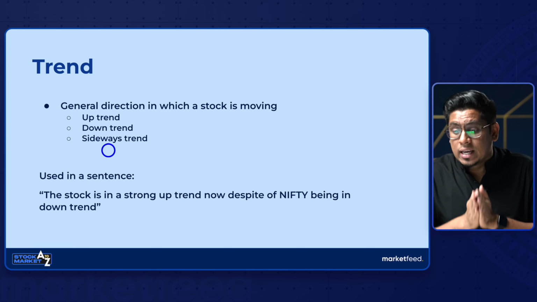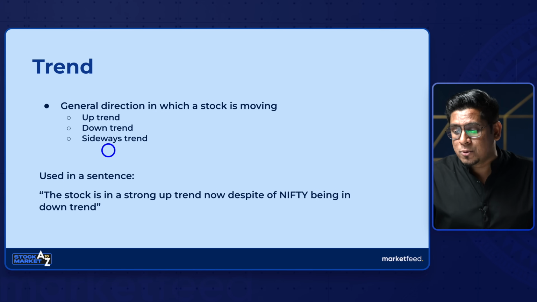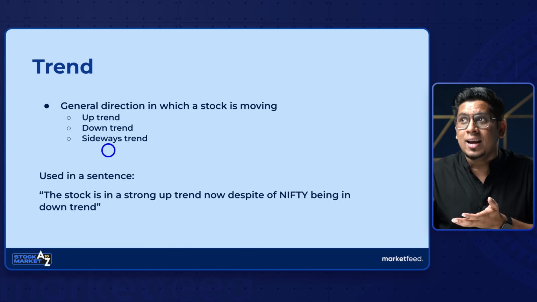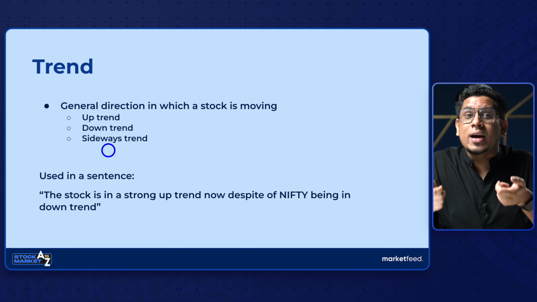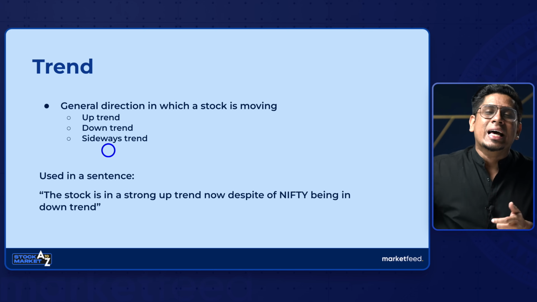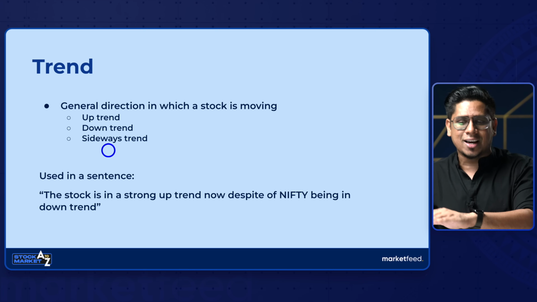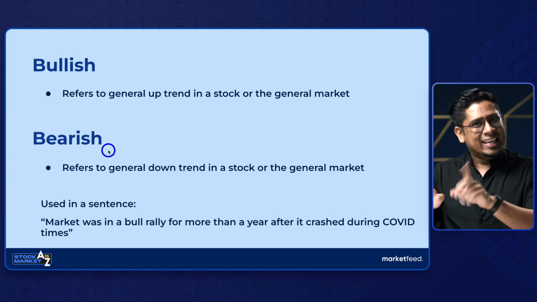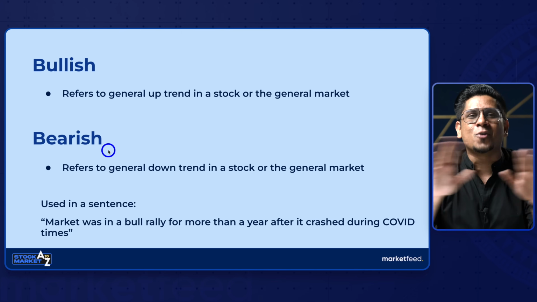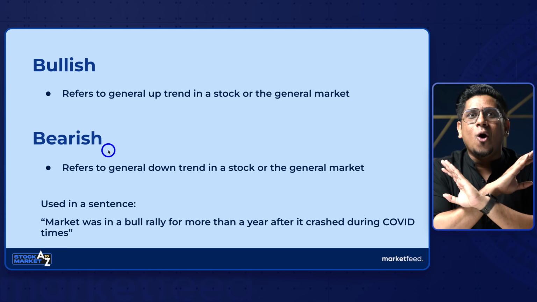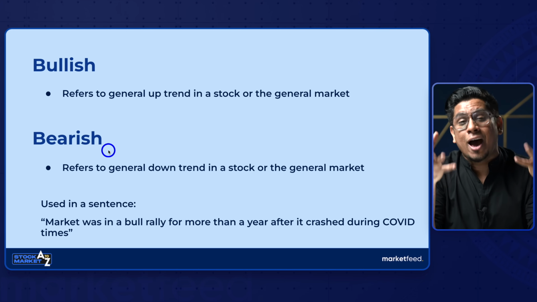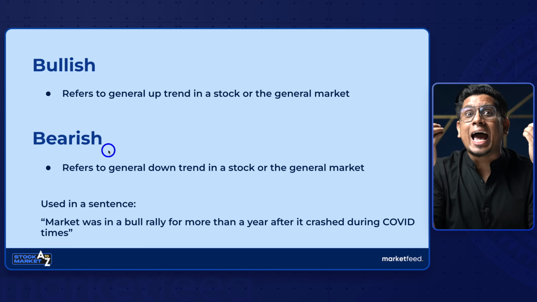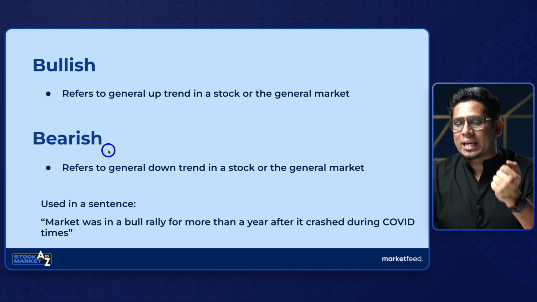Used in a sentence: the stock is in a strong uptrend now despite Nifty being in a downtrend. Here, Nifty is in a downtrend. Even then, the stock that we are looking into is in a very strong uptrend. So, this is a very good use in a sentence example, right? Moving ahead, these are terms I'm sure all beginners, or even if you haven't come into the world of stock market, you would have heard about: bullish and bearish. These are very simple. Let's quickly understand them.